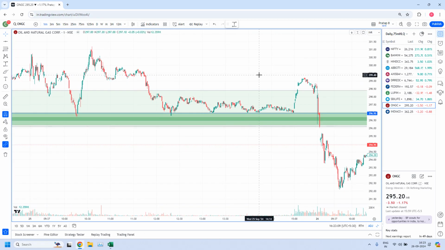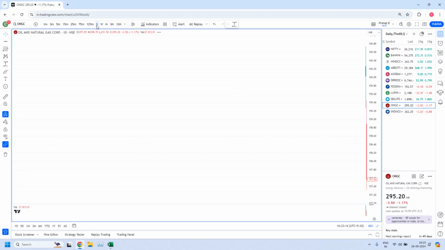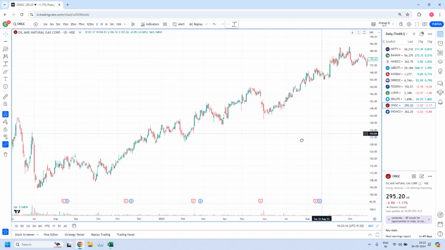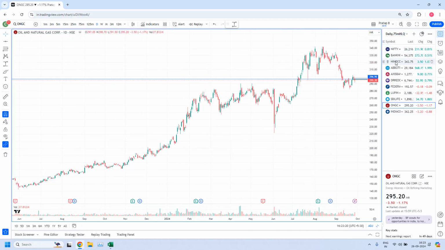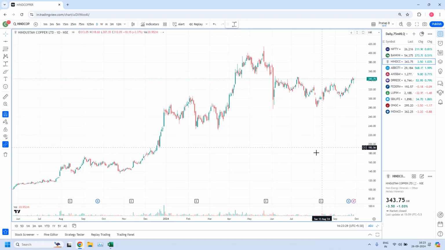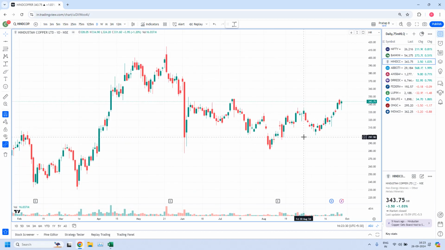So this is ONGC. And let's look into the remaining stocks one by one, just to tell you how I fine-tuned the zones. Because next time, if any of these stocks are identified by our software near these zones, this analysis will be helpful to you to plan your trades. Hindustan Copper we already discussed.